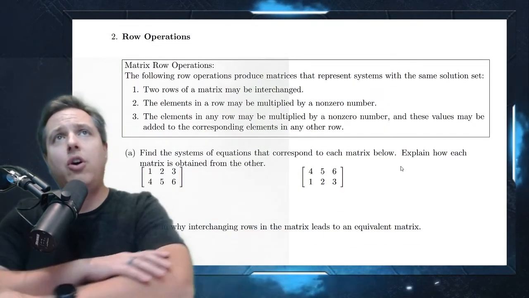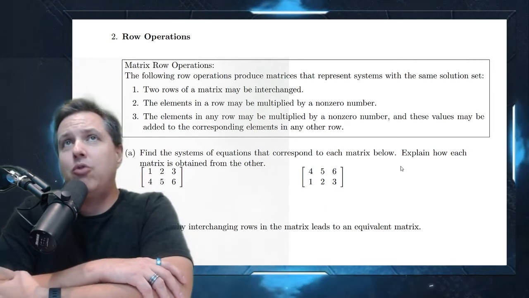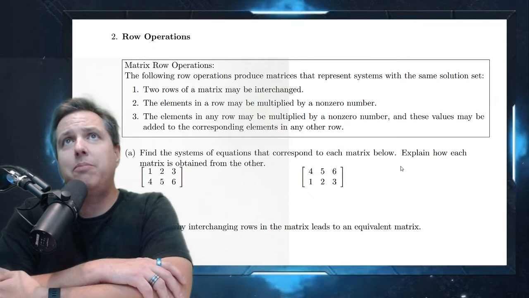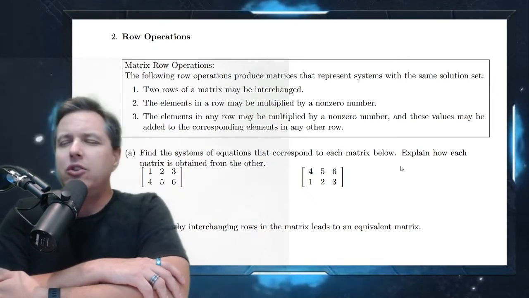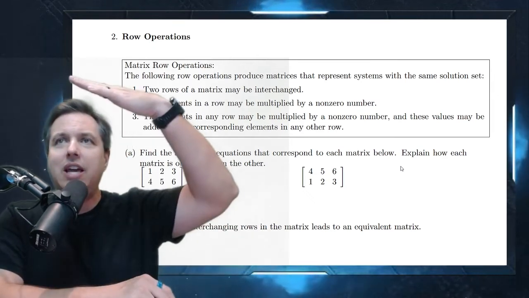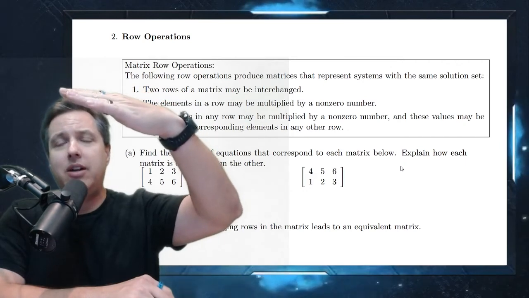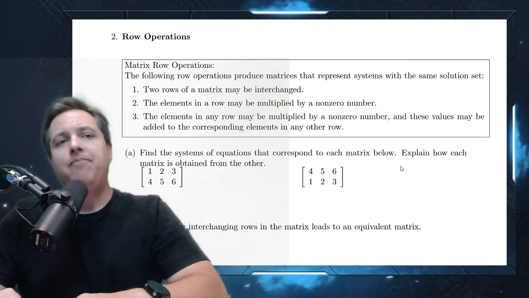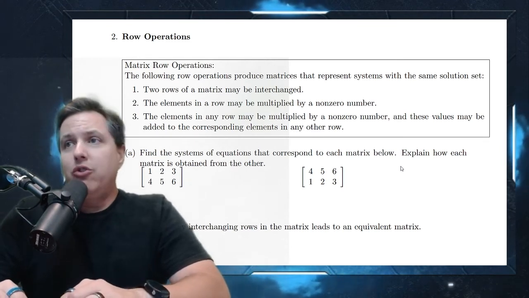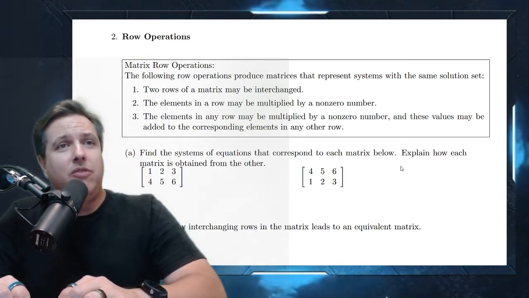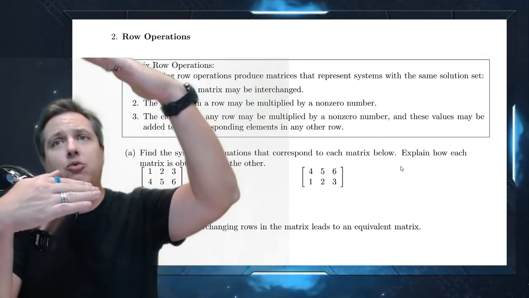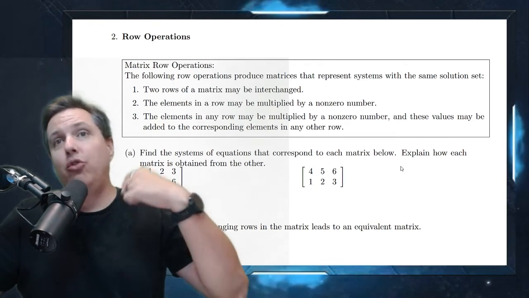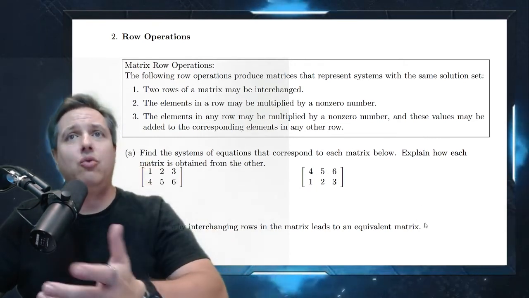And our third row operation, the elements in any row may be multiplied by a non-zero number, and these values may be added to the corresponding elements in any other row. So that sounds complicated. What it's saying is we multiply one row by a non-zero value, and we add it to a separate row. Okay. This one is kind of like when you're doing the elimination or addition method for systems of equations. You take 2 equations and you add them together. That's basically what we're doing here, except we're adding a multiple of one row and adding it to another.